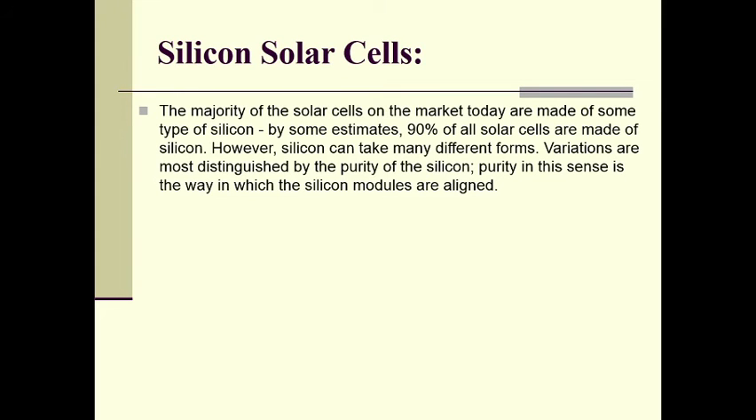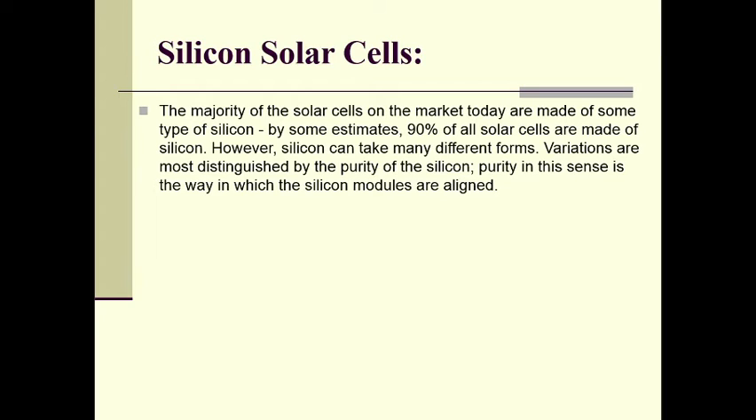So let us study the first, silicon solar cells. The majority of the solar cells on the market today are made up of some type of silicon. By some estimates, 90% of the solar cells are made of silicon. However, silicon can take many different forms.